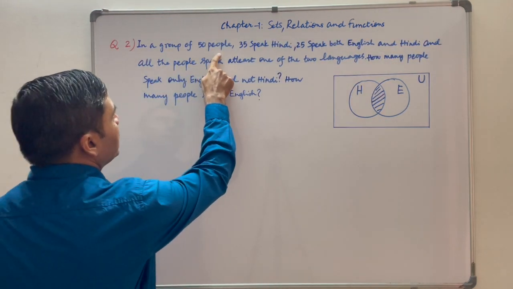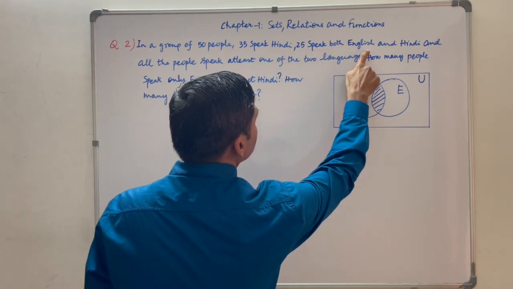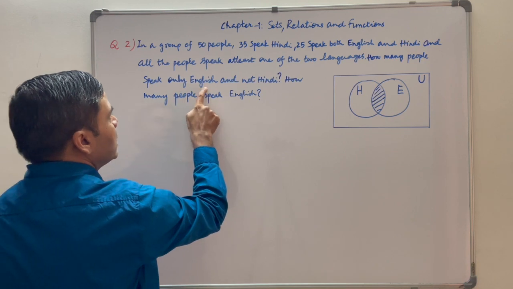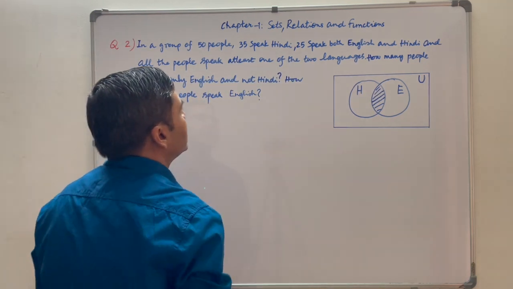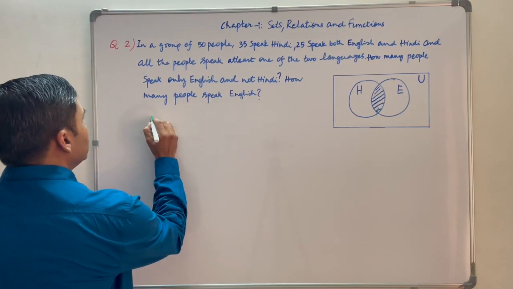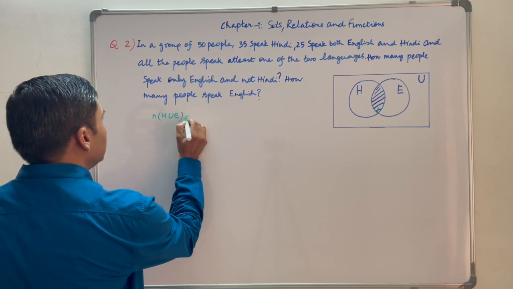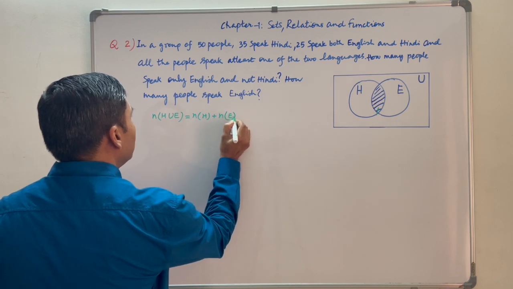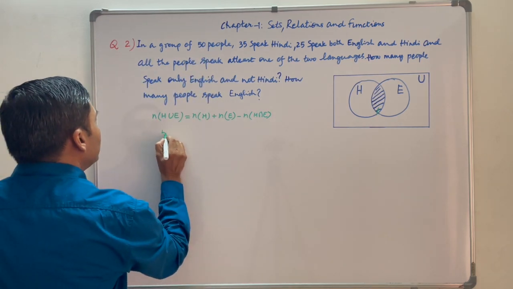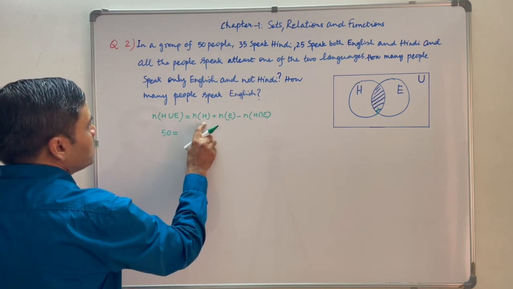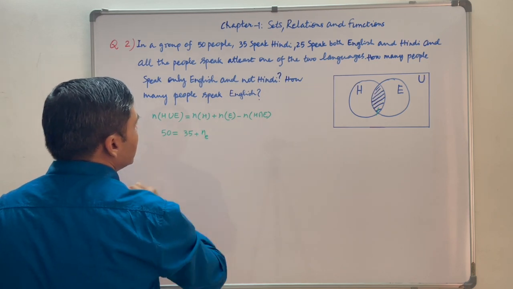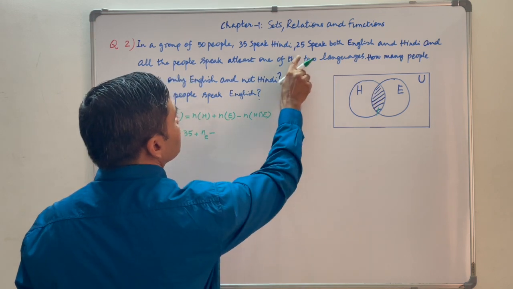Second question, in a group of 50 people, 35 speak Hindi, 25 speak both English and Hindi, and all the people speak at least one of the two languages. How many people speak only English and not Hindi? How many people speak English? Again, consider two sets H and E, that of Hindi and English speaking people respectively. Formula is n(H union E) is equal to n(H) plus n(E) minus n(H intersection E). Total number of people is given as 50. So we will put 50 here, that is equal to number of people who speak Hindi, 35, plus number of people who speak English, we have to figure out, let's say n, minus number of people who speak both the languages, 25.